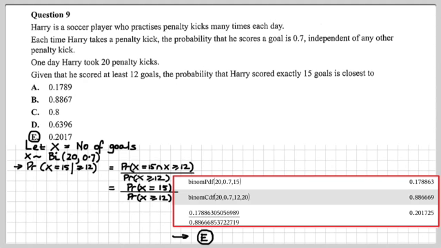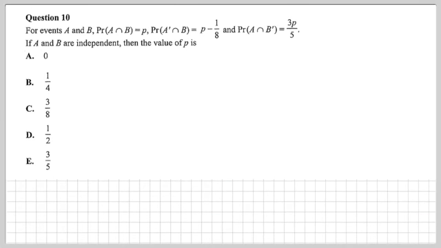Very, very good. How are you feeling? Yes, let's keep going. Alright, question 10. Okay, we've got some probability happening here. So for events A and B, the probability of A and B is this, the probability of not A and B is this, and the probability of A and not B is that. If A and B are independent, then the value of p is.